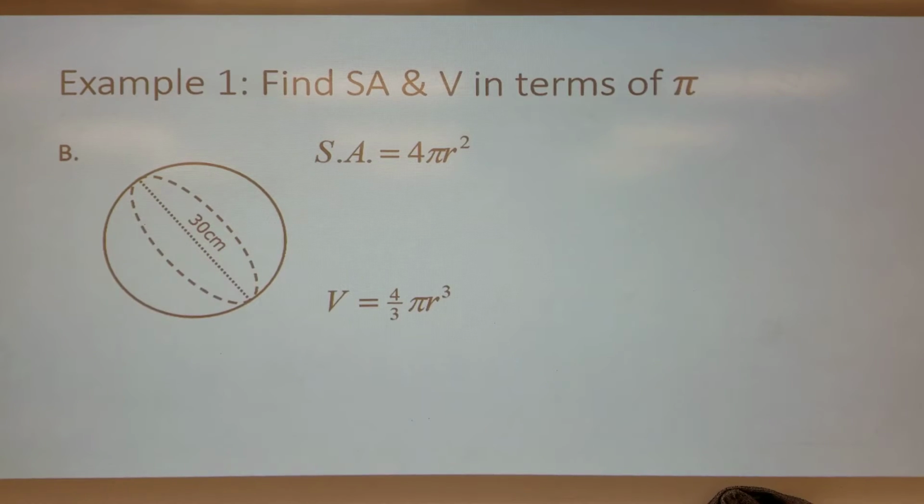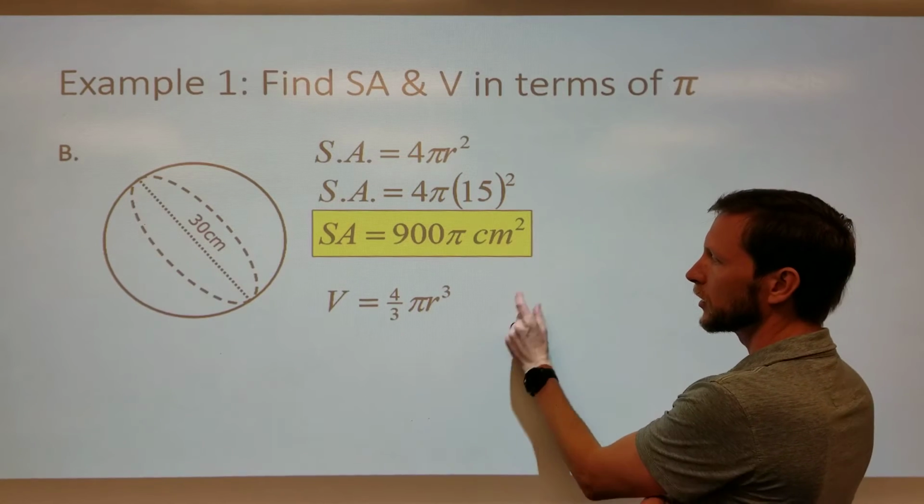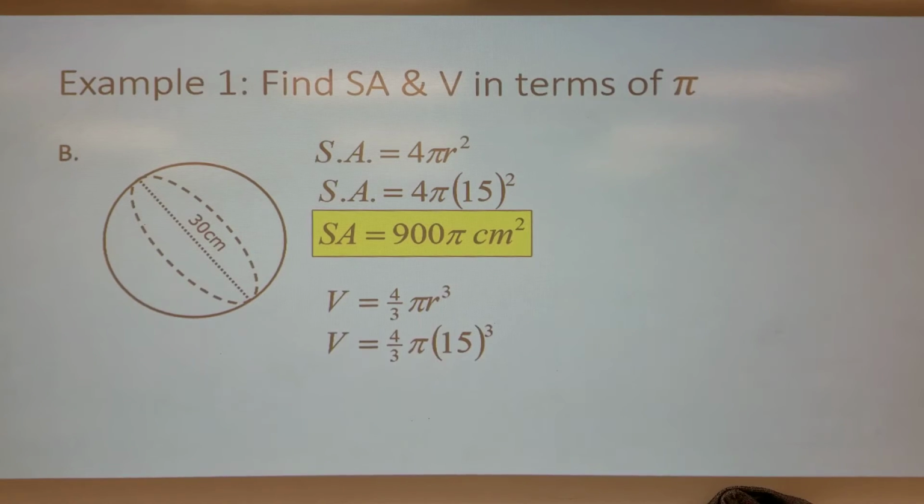Over here, the diameter is 30 centimeters. So that means that our radius is 15. 4 times pi times 15 squared, or 4 times 225, gives us 900. 900 times pi is 900 pi square centimeters for area. On the volume side of things, 4/3 times pi times 15 is going to give us 4/3 times 15 to the third power. This is going to give us a pretty large number here, 4,500 pi.